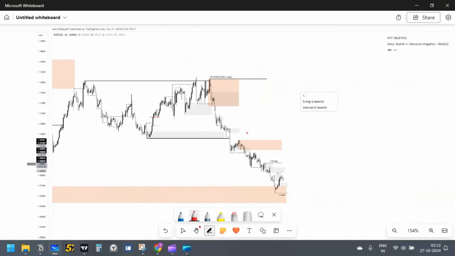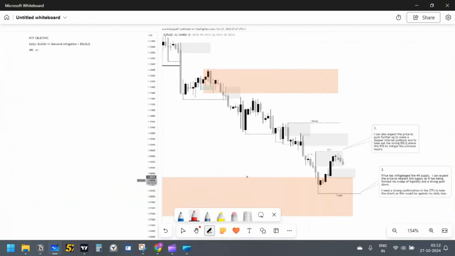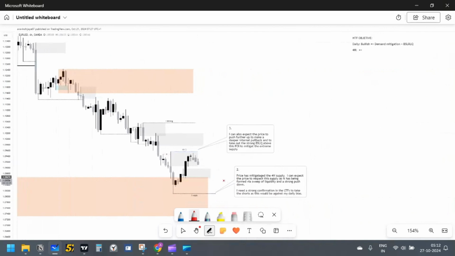Moving on to the 4-hour chart. The swing structure is bearish. Internal is also bearish. Now zooming into the 4-hour chart, price has mitigated the 4-hour supply, and above, this is actually a news candle, so there could be a ton of buy side liquidity above. But this POI has actually formed through a sweep of liquidity and then a strong push down, which means this is an institutional supply, and it can hold and push the price down at least to this 4-hour demand.